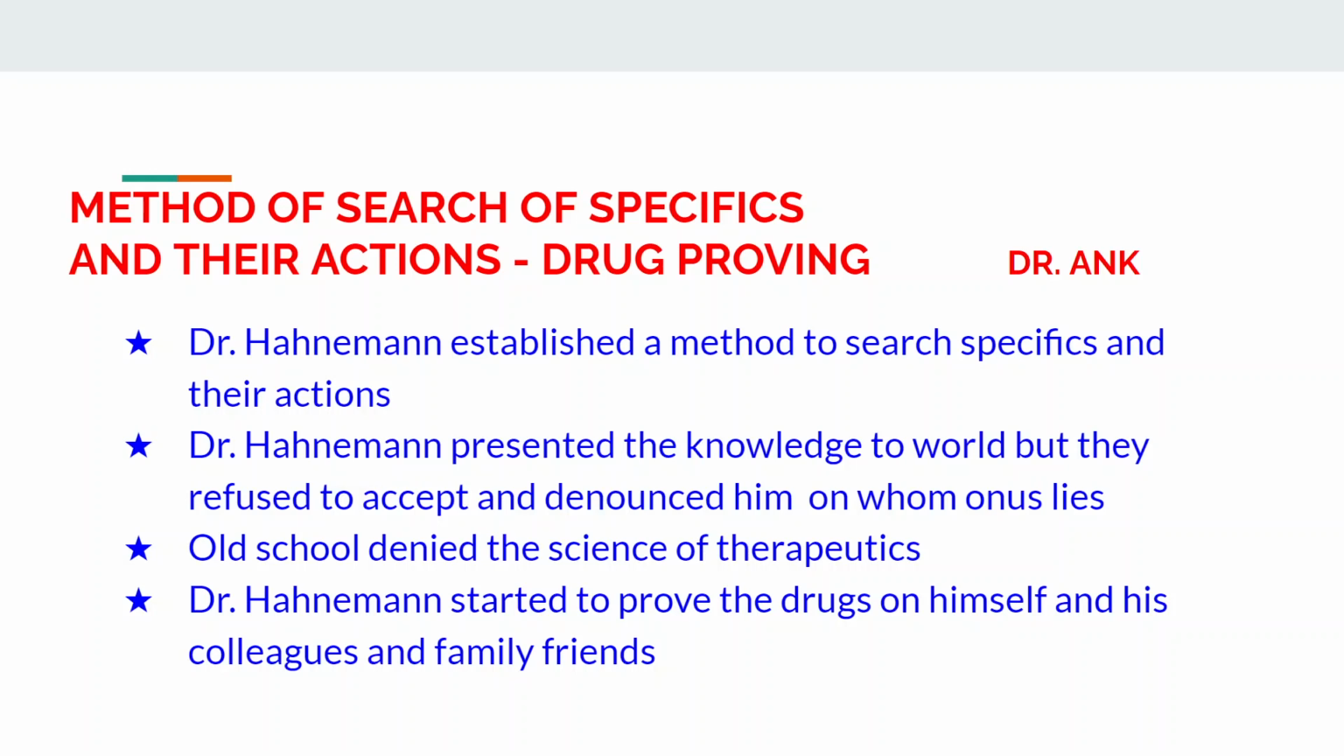So the old school denied the science of therapeutics. Dr. Hahnemann started to prove the drugs on himself, his colleagues and family friends. So he tried to expand the materia medica. The old school denied the science of homeopathic therapeutics, but at one time they accepted the need of such a specific remedy; it is essential.